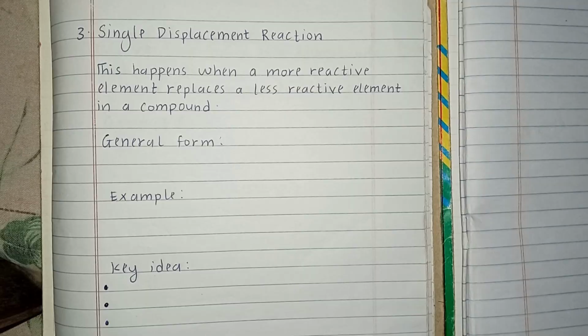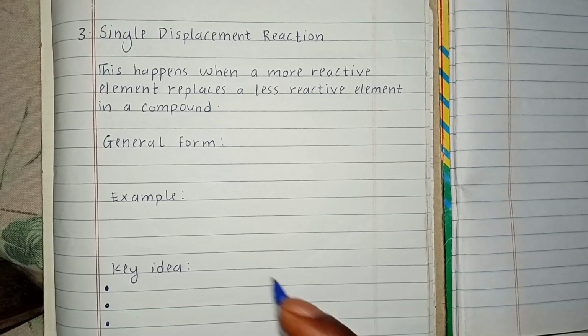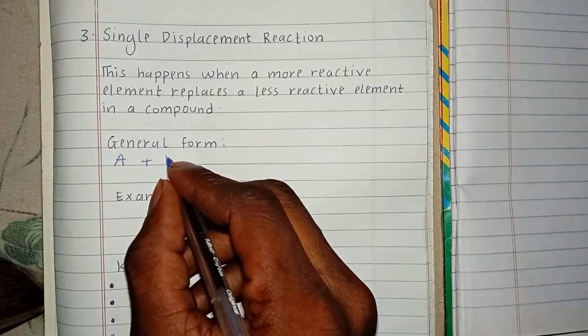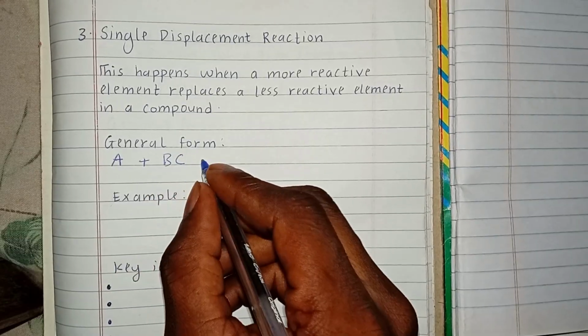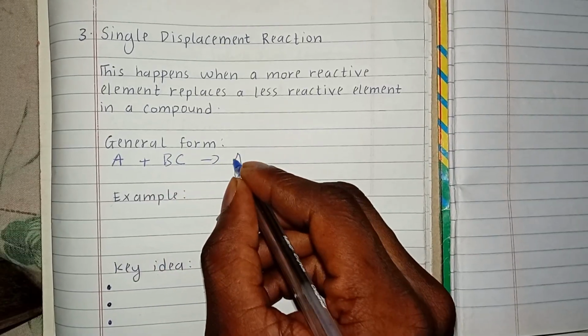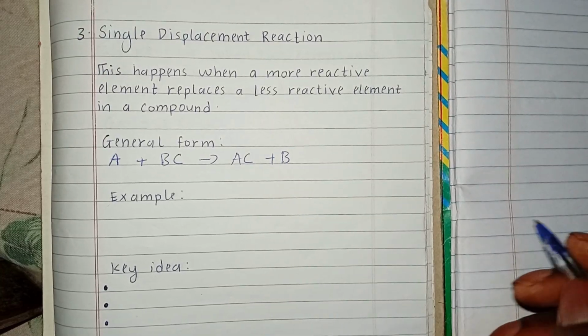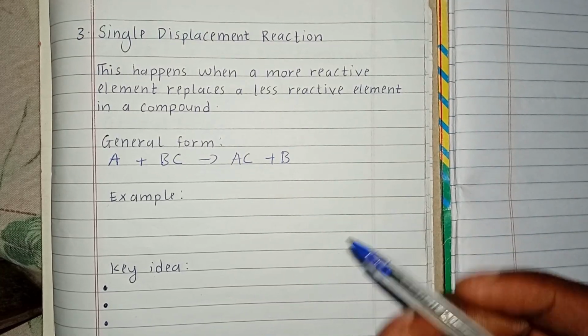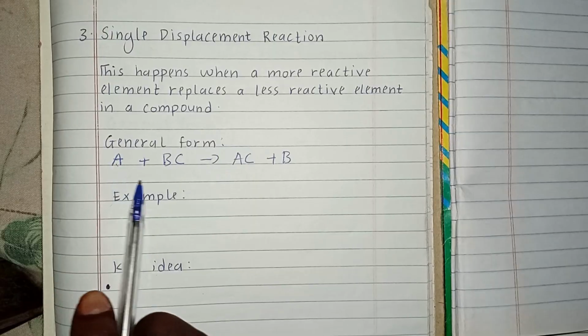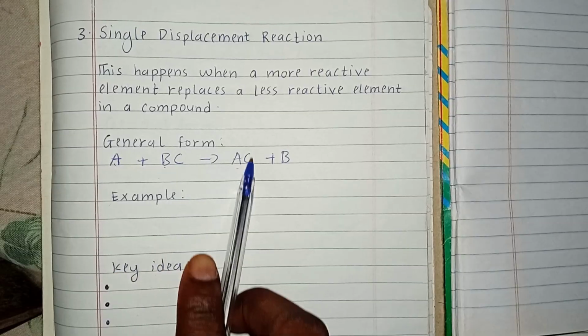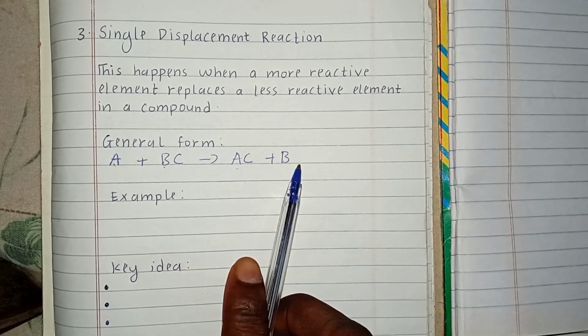Let's take the general form. So A plus BC is equal to AC plus B. So if you are very observant, you notice that this A here kicked the B out. It swapped with the B, it replaced the B, kicked the B out, took its position, and the B was left alone.